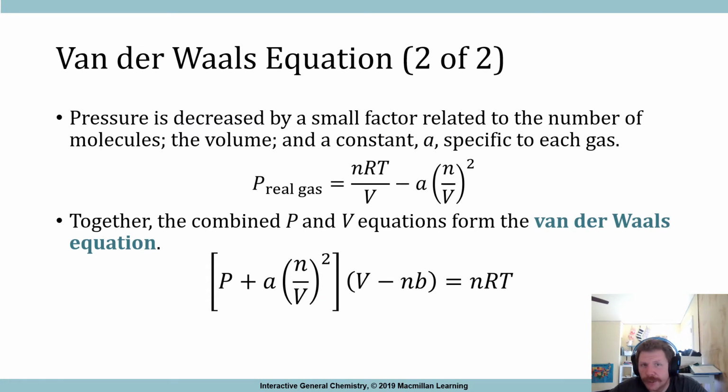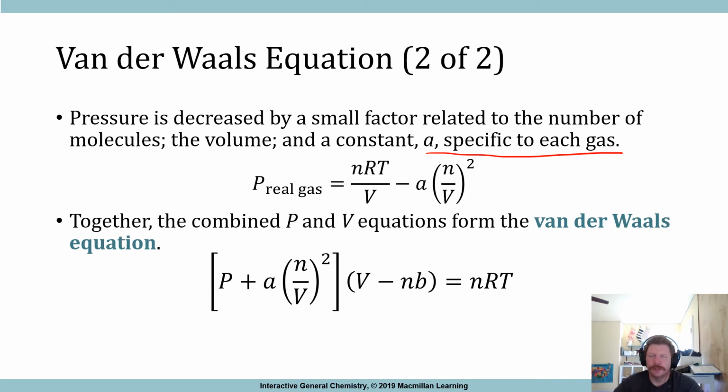Pressure is decreased by a small factor related to the number of molecules, the volume, and a constant a specific to each gas. The pressure of a real gas is equal to nRT divided by V minus a, a constant specific to each gas, times n over V squared.